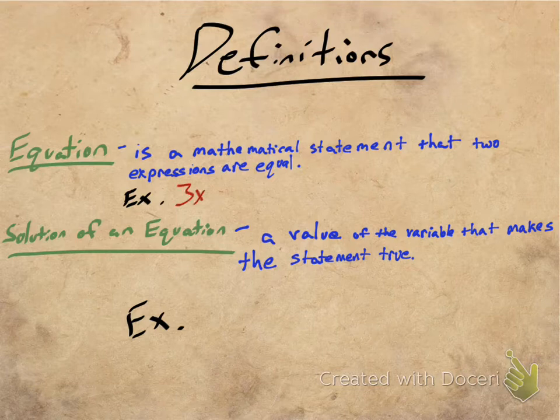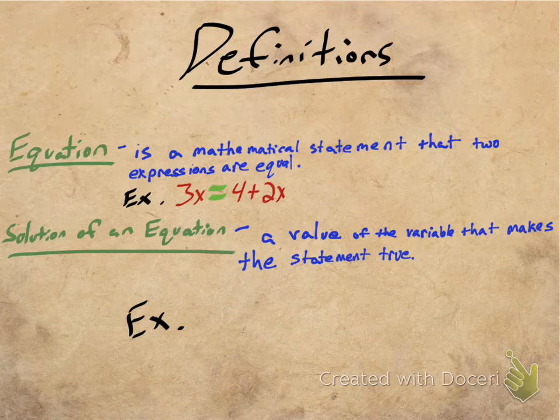3x is an expression. They're put together by multiplication, 3 times x. 4 plus 2x is an expression also because it's put together with a plus sign and multiplication between the 2 and the x. What makes it an equation is when you have an equal sign in the middle of the 2. So now this is an equation: 3x equals 4 plus 2x.